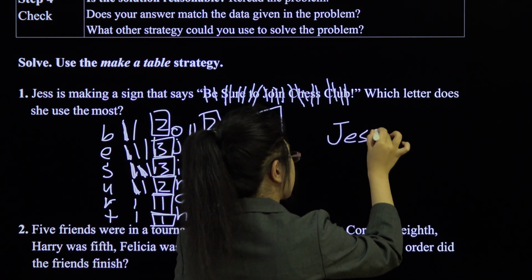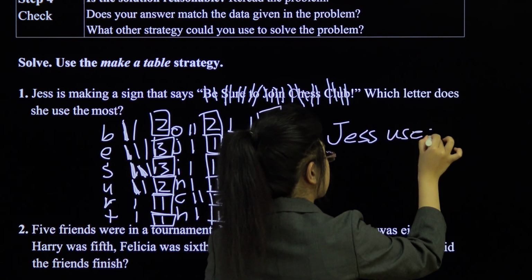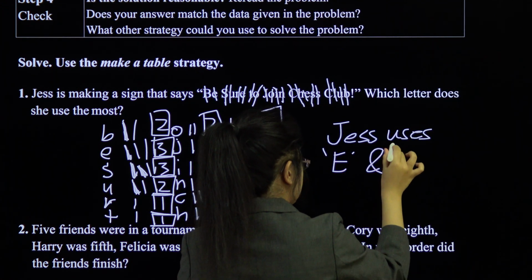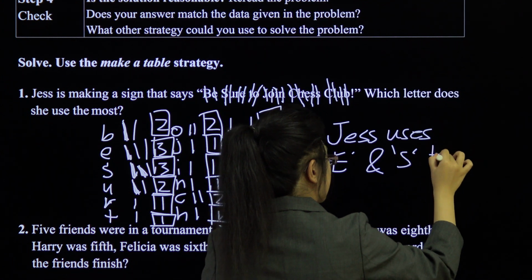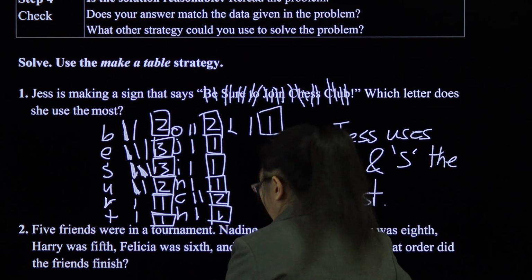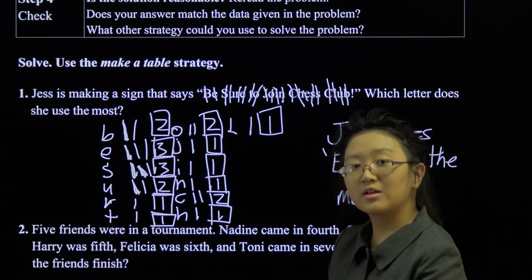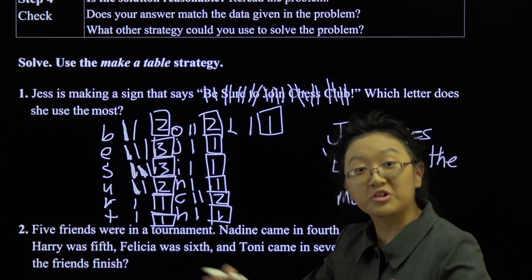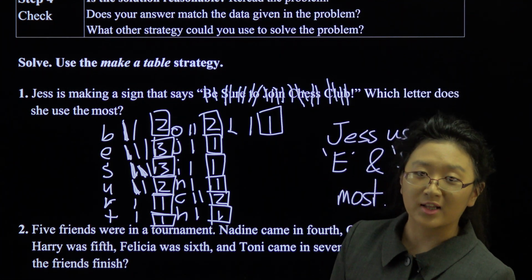Jess uses E and S the most. Fun fact, did you know that E is the most frequently used letter in the English language?